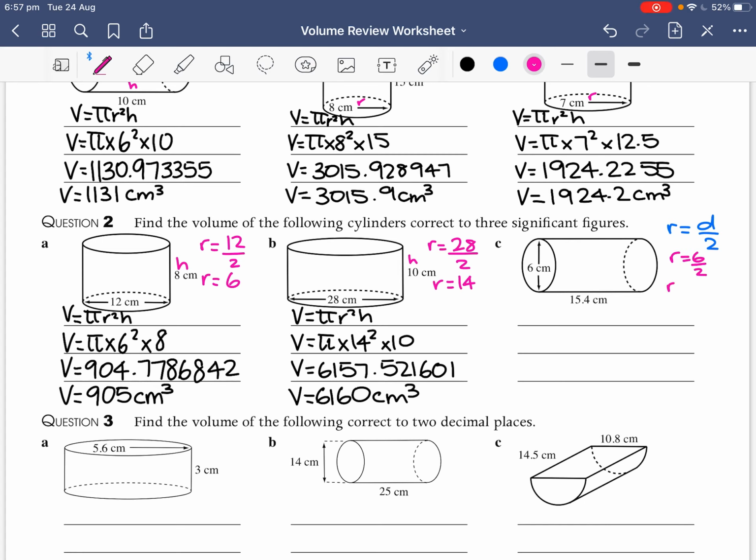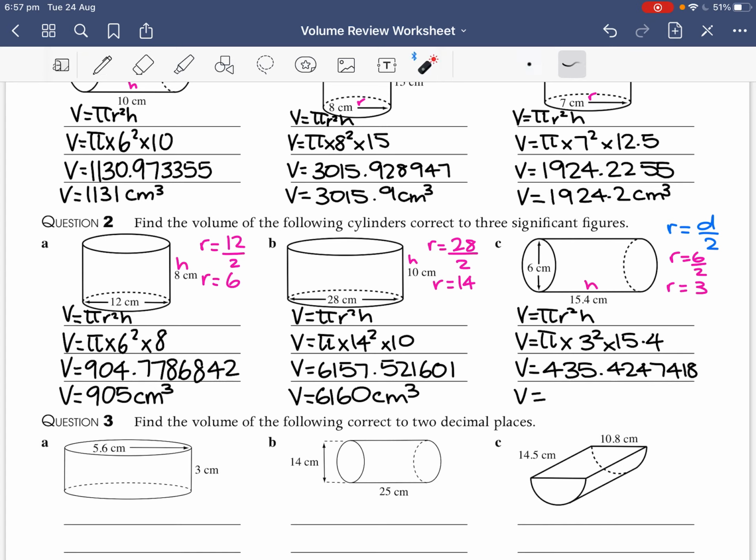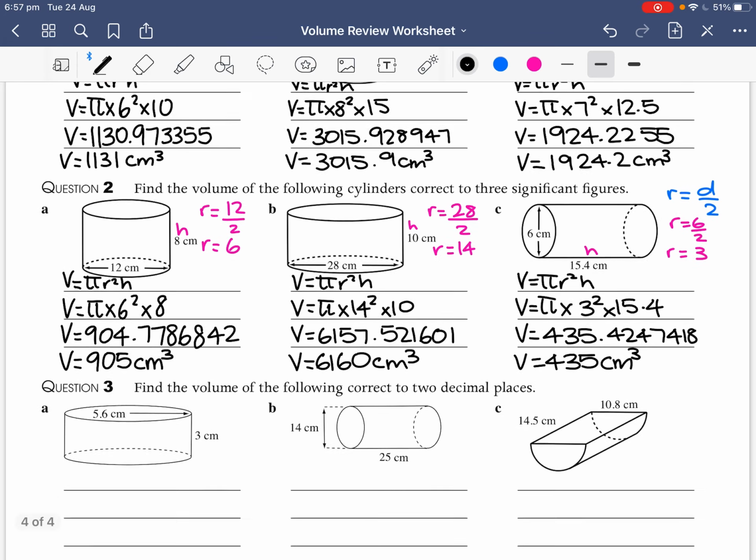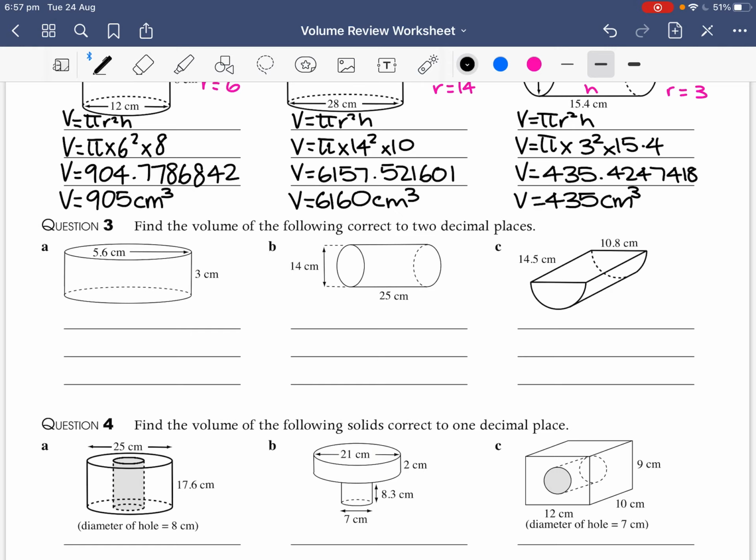Now our radius for this one is going to be 6 divided by 2. So our radius is 3 and our height is 15.4. So same formula, volume equals pi r squared H. So volume equals pi times 3 squared times 15.4. Volume equals 435.4247418. So our volume to 3 significant figures, so 1, 2, 3, and that 4 does not round up as it is less than 5. So 435 centimeters cubed.